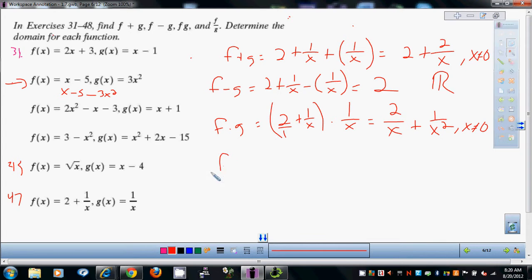What about f over g? Ooh, a fraction over a fraction over a fraction. That isn't pretty.